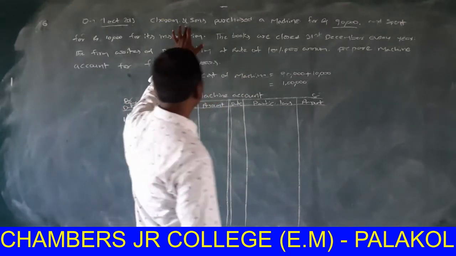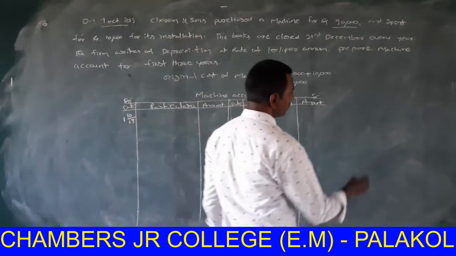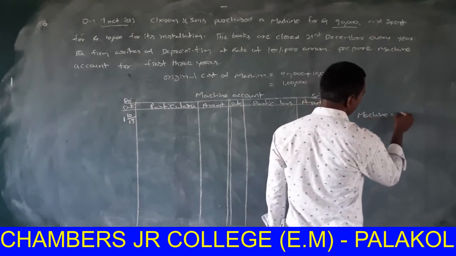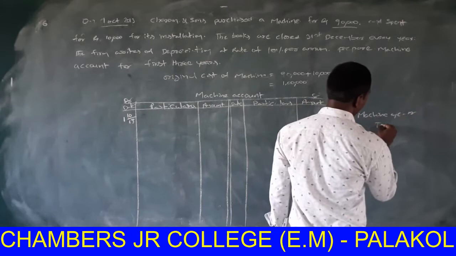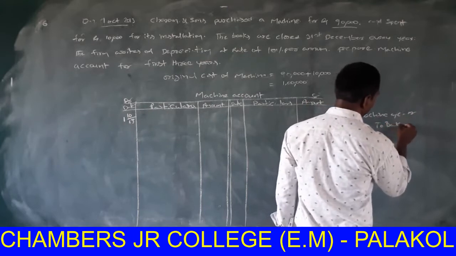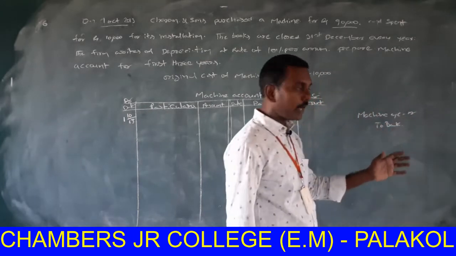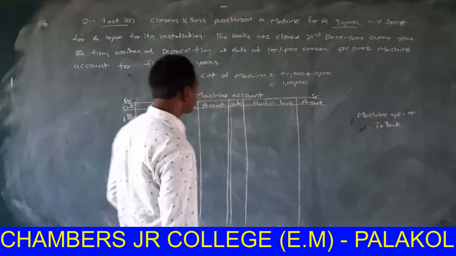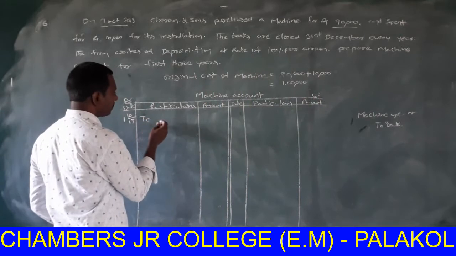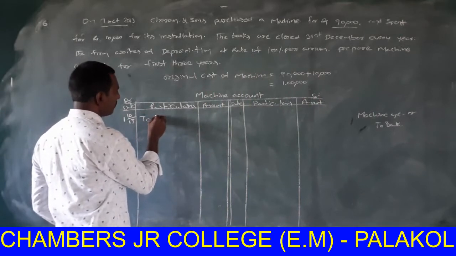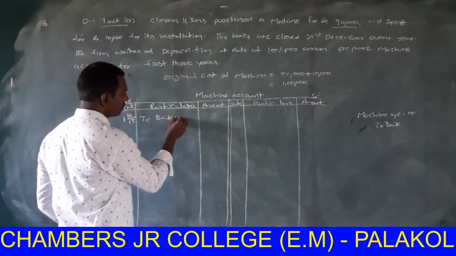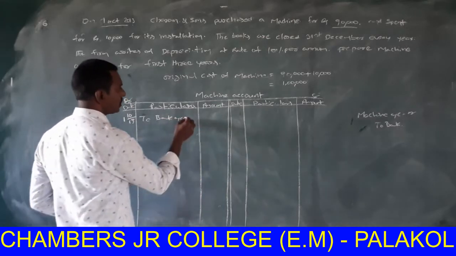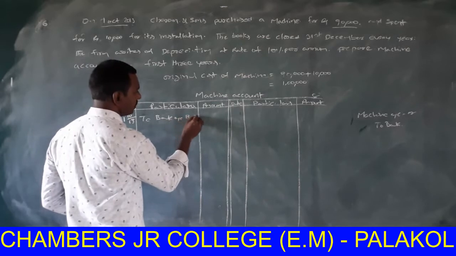With the purchase of any machine, the journal entry is machine account debit to bank account. This entry is entered into the machine account, and you write to bank account, in brackets purchase.